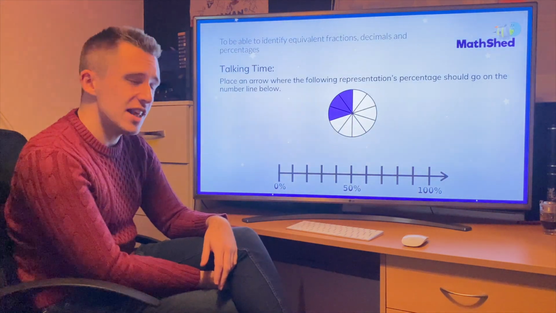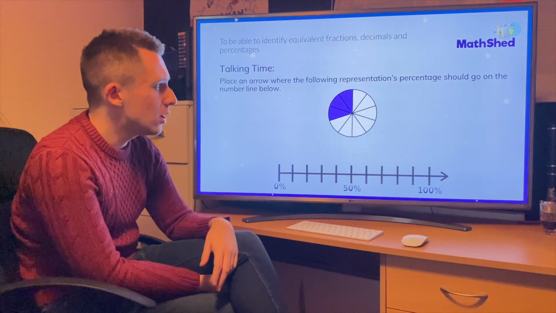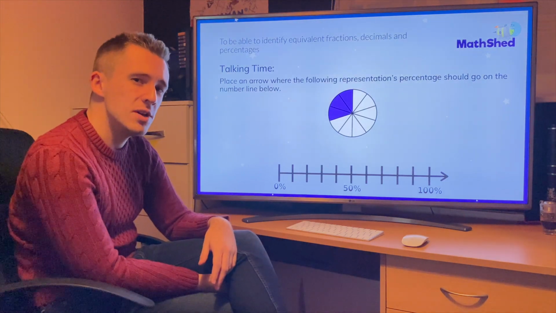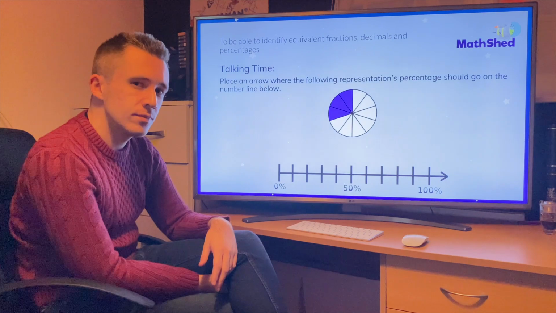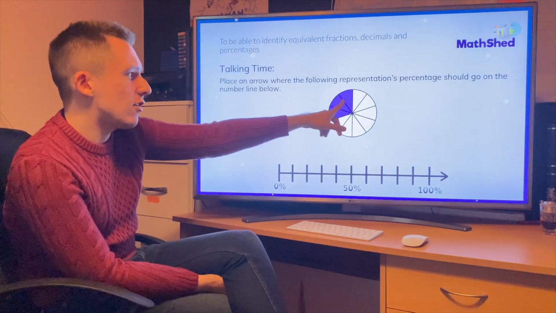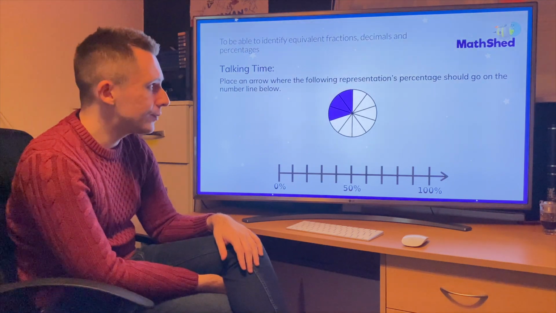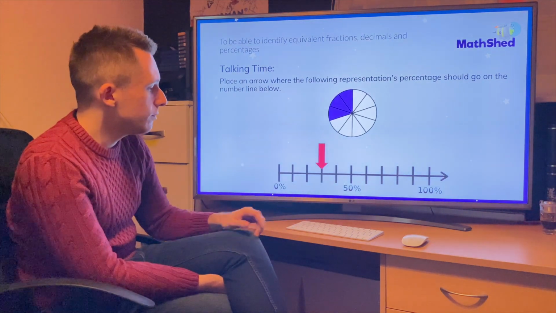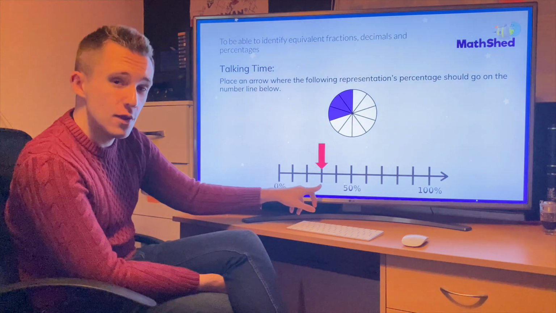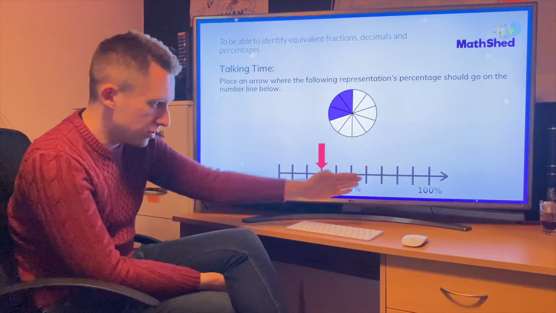This one here, again, it's still out of 10. Where do you think it's going to go? Work out how many are shaded in. So hopefully you see that there are 3, which is the same as 3 out of 10. And that would be shown here, 10, 20, 30. 3 out of 10.